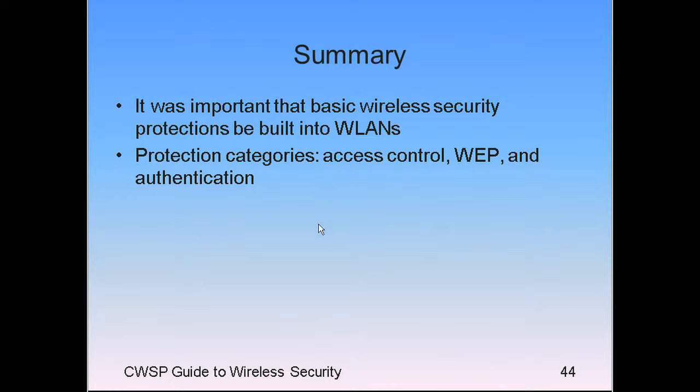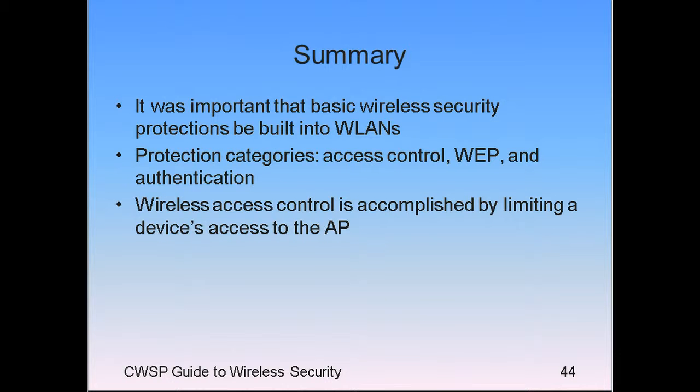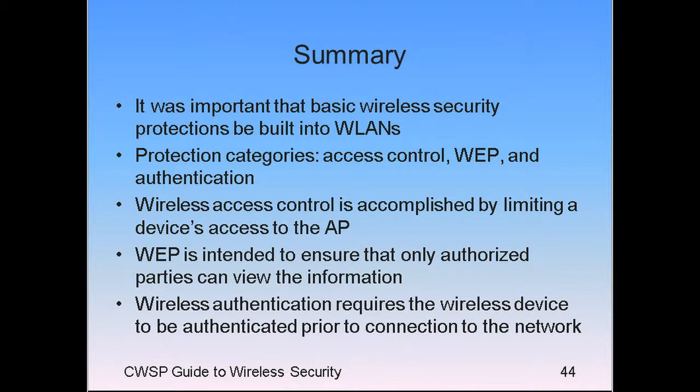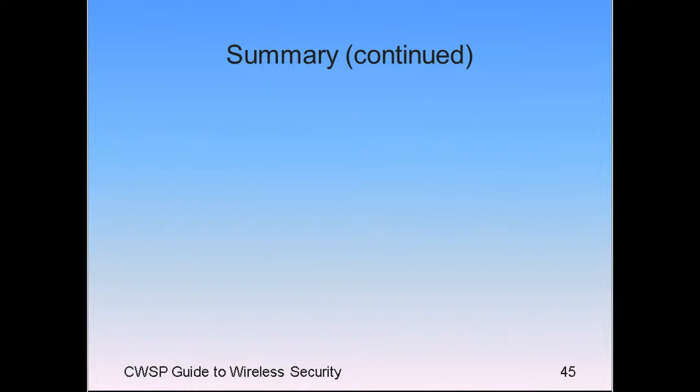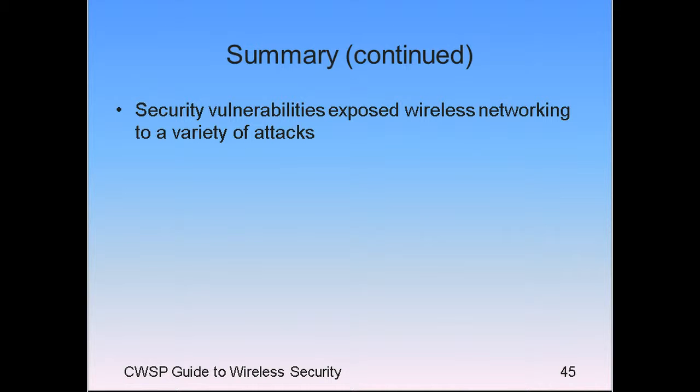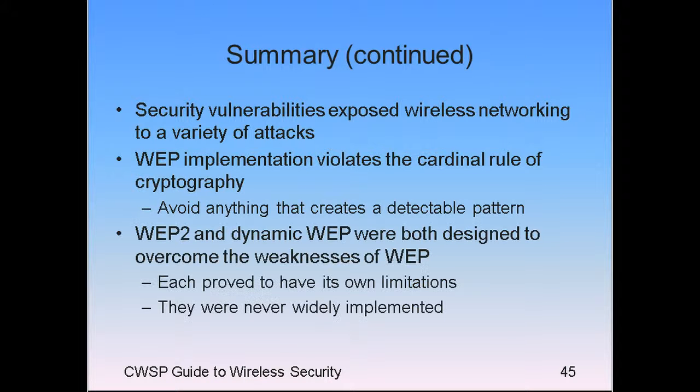Protection categories: access control, WEP, and authentication. Wireless access control is accomplished by limiting devices' access to the access point. We can use MAC filtering. The best thing later on is going to be if we can use enterprise level security in order to do those things. Wireless authentication, the wireless devices, a number of different things. WEP, authorized parties, whatever we're going to do with those things. Security vulnerabilities, there are many, and I'm sure there are going to be more and more of them.